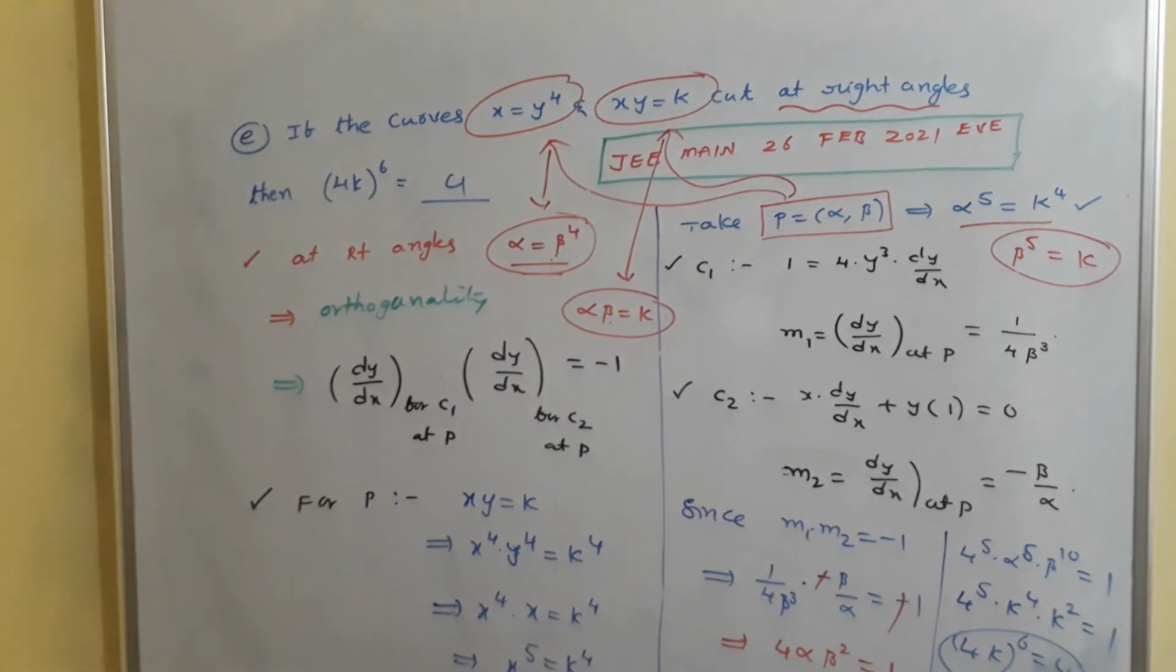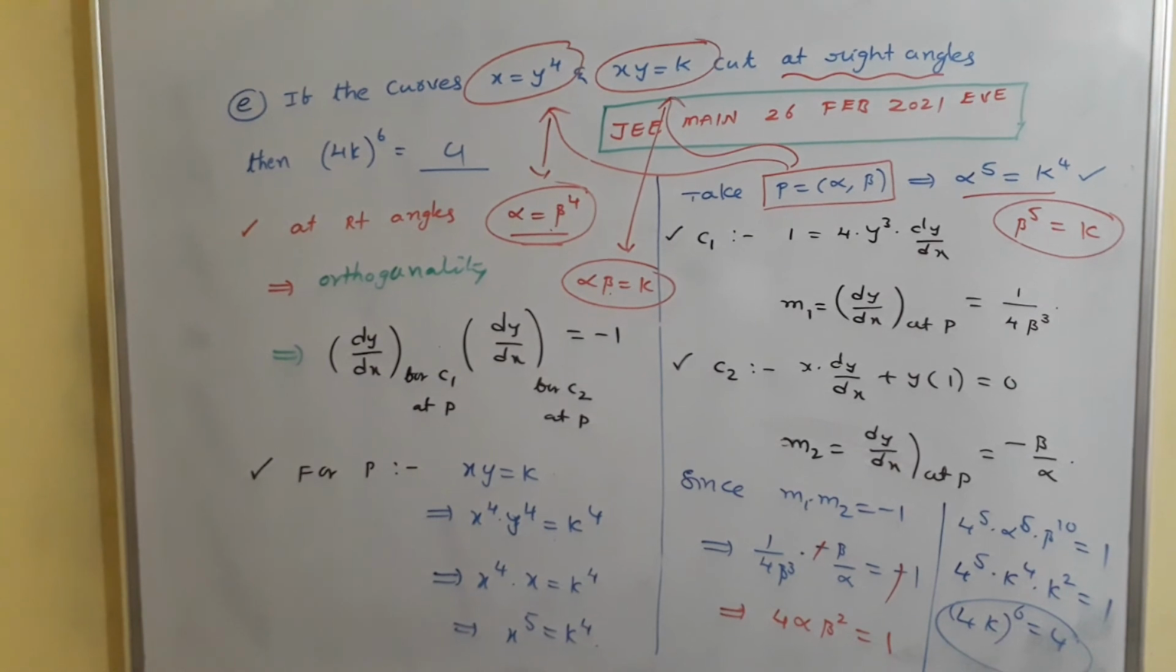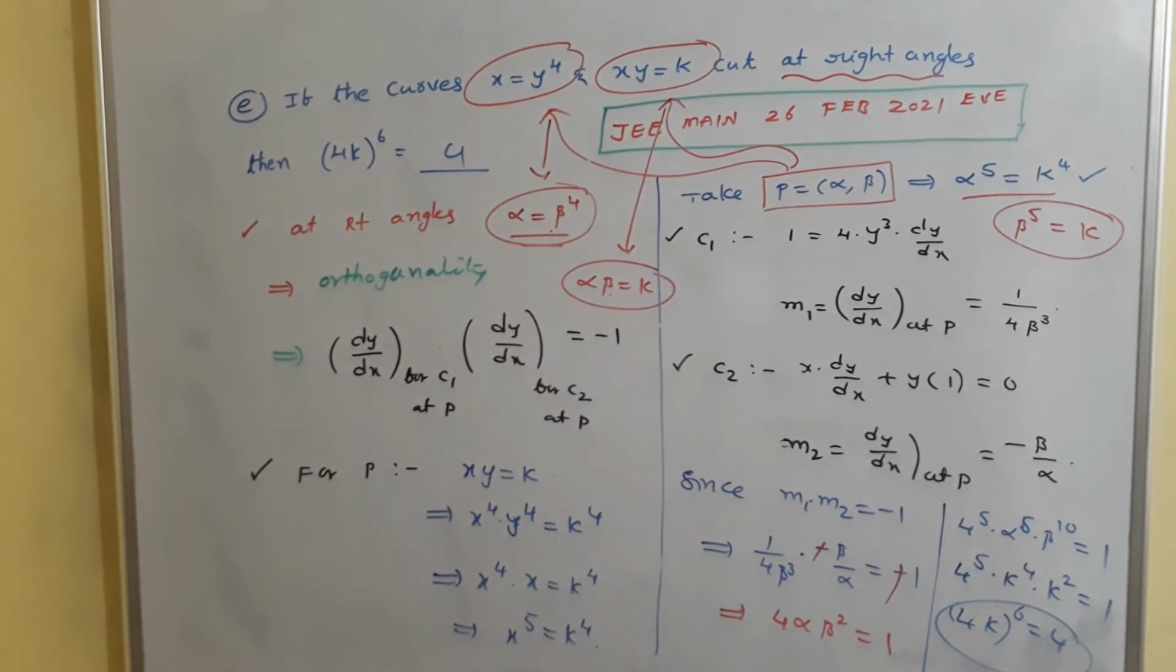Okay, just have a look. At the end, your answer for the problem is 4. It's completely just a part of simplification, right? So these are 5 questions which were asked in the JEE Mains February 2021 session.